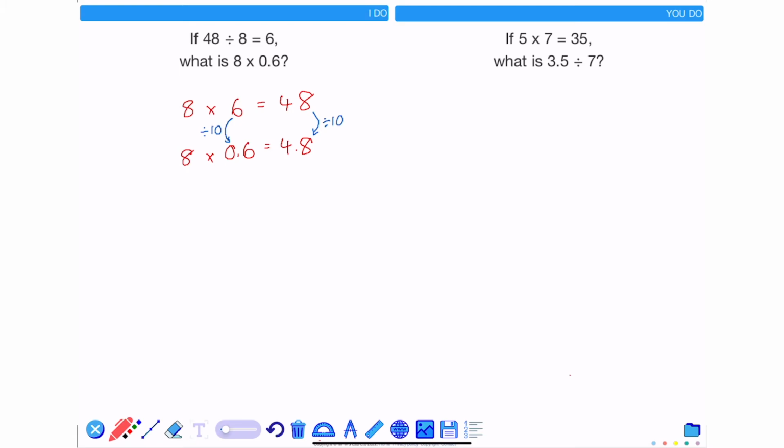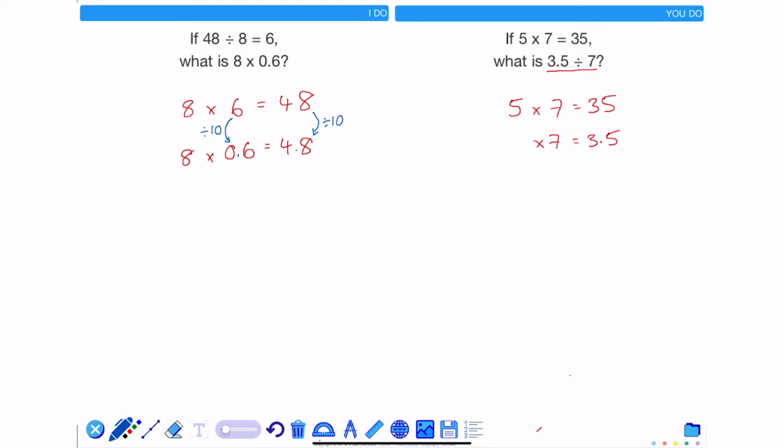So with this example, I know that 5 times 7 is equal to 35. And instead of rearranging this, let's rearrange the question that I need to answer. That 3.5 will equal 7 times something.